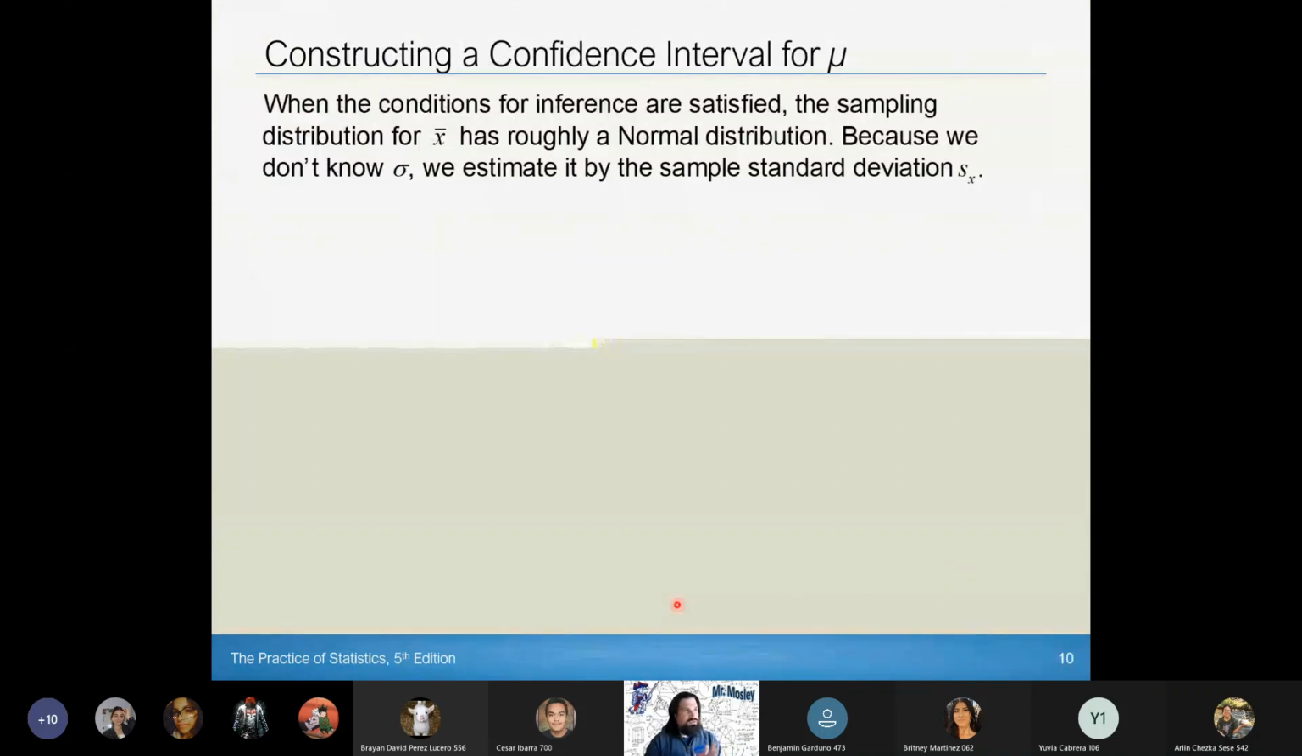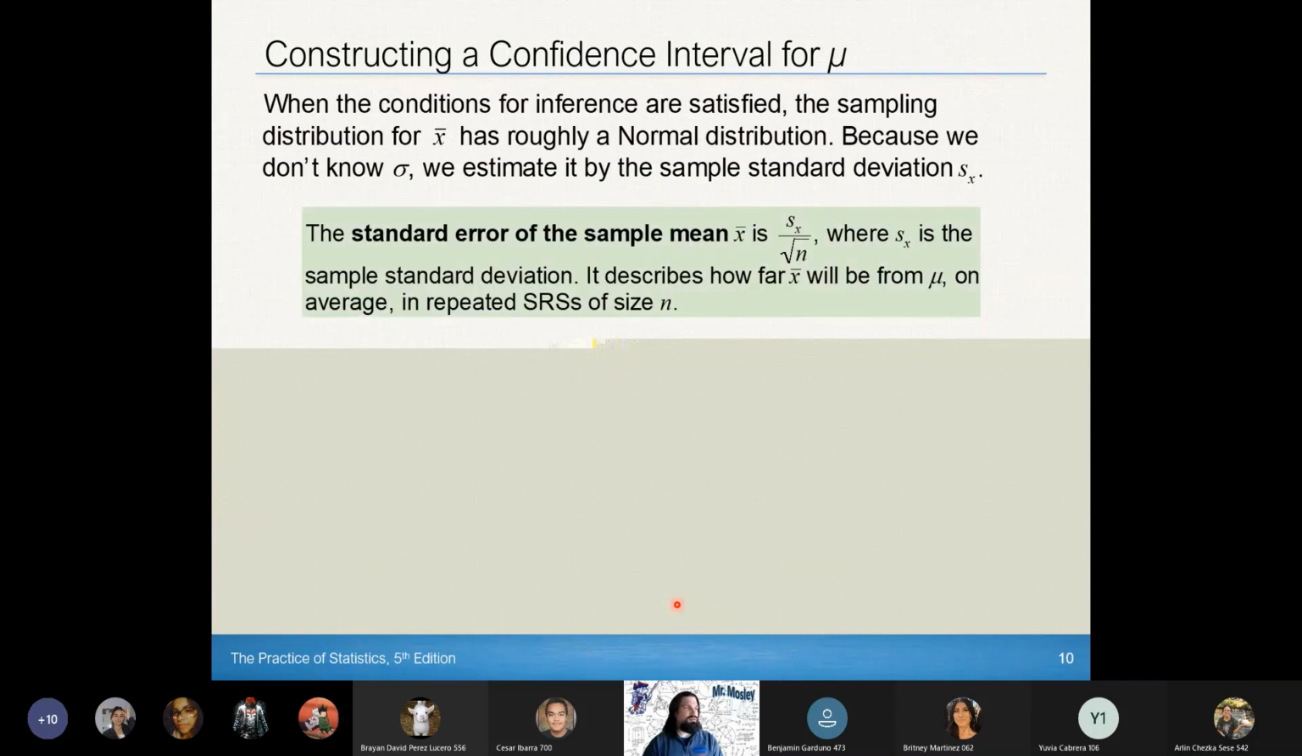So now we'll do constructing a confidence interval for mu. When the conditions for inference are satisfied, random, 10%, normal/large sample, the sampling distribution for X bar has roughly a normal distribution. Because we don't know sigma, we estimate it by the sample standard deviation S sub X. So the standard error of the sample mean X bar is S sub X divided by square root of n, where S sub X is the sample standard deviation. It describes how far X bar will be from mu on average in repeated SRSs of size n.